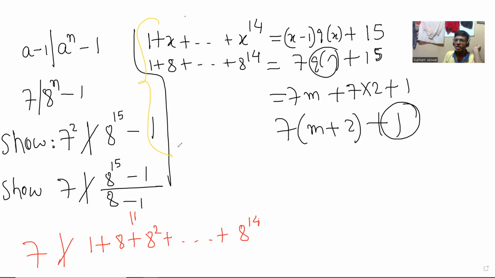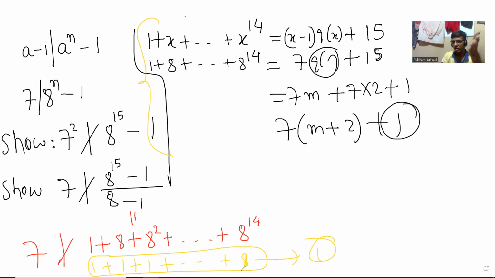Obviously, for those who know congruences, you know that 8 is congruent to 1 mod 7, so this leaves a remainder of 1. 8 squared will also leave a remainder of 1, and so the total remainder will be the number of terms. It's 15 terms, so the remainder is 15, which means the remainder is 1 when it's divided by 7.